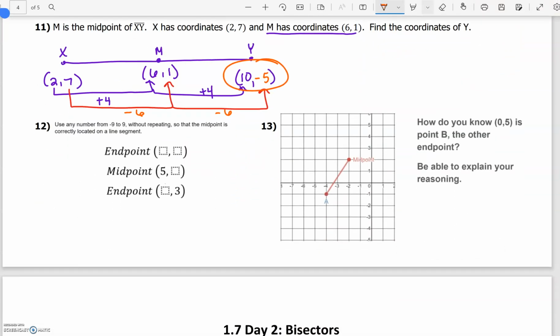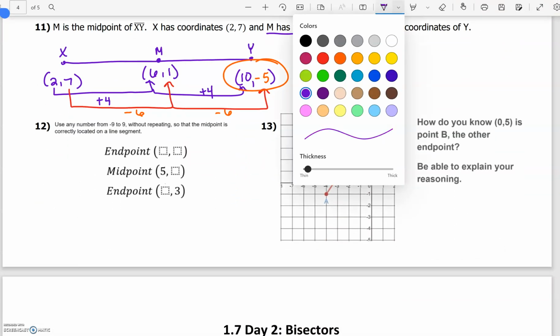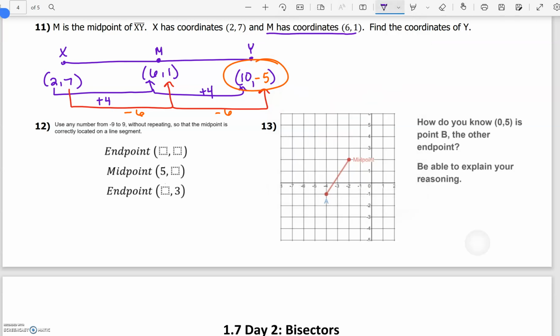So what would be the endpoints here if my midpoint was 5? If you tried to use negative 9 or positive 9, what were some numbers that you could put in here that would get you a midpoint there of 5? And then what if you had an endpoint of 3? Pick another endpoint and then find its midpoint.